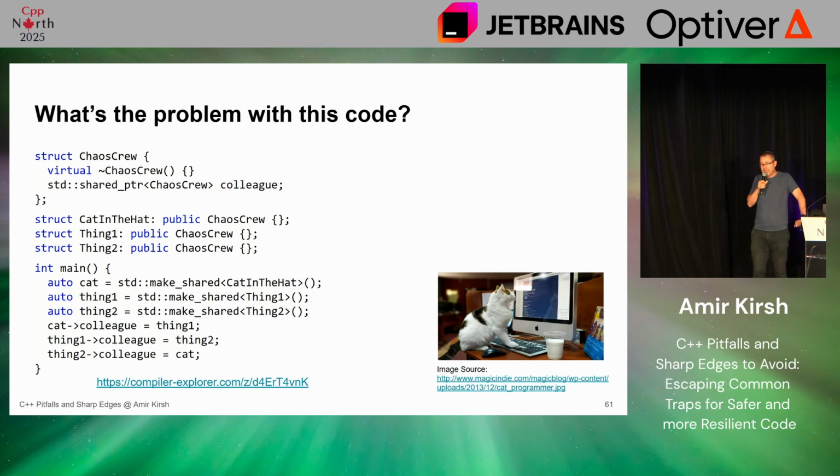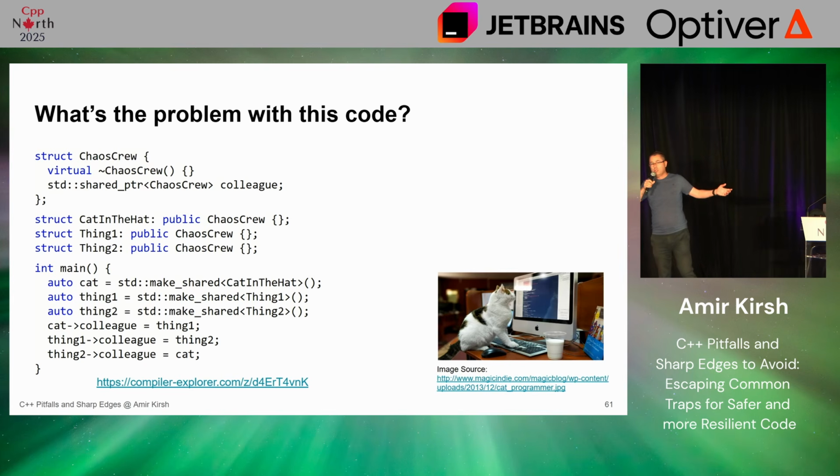And then we have a cat in the hat, and we have thing one and thing two. And in main, they are grouped together. We create the cat, we create thing one, thing two, and then we align them. We just say, okay, cat, your colleague is thing one, thing one, your colleague is thing two, and thing two, your colleague is cat. And you all see now that we have a circle which creates memory leak.